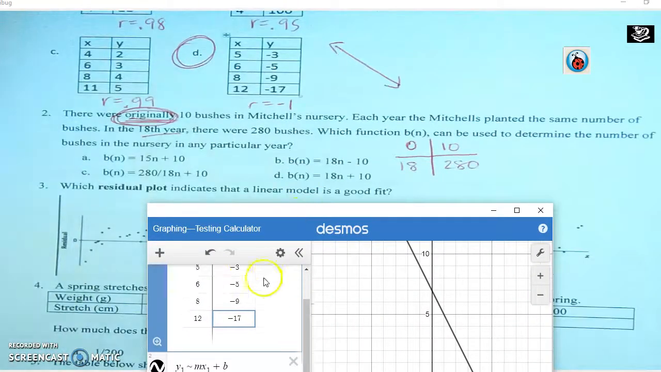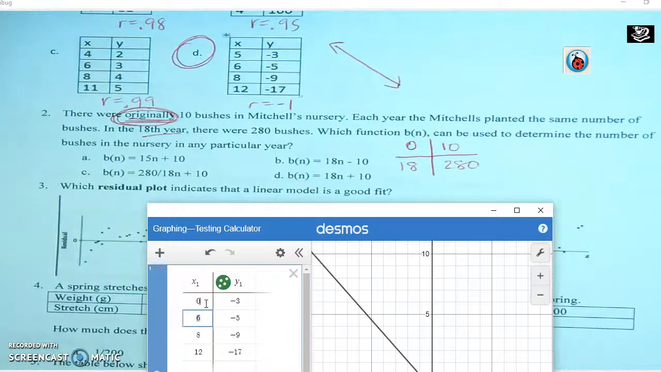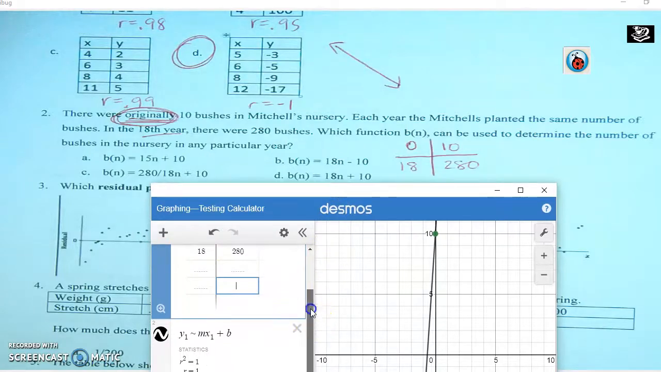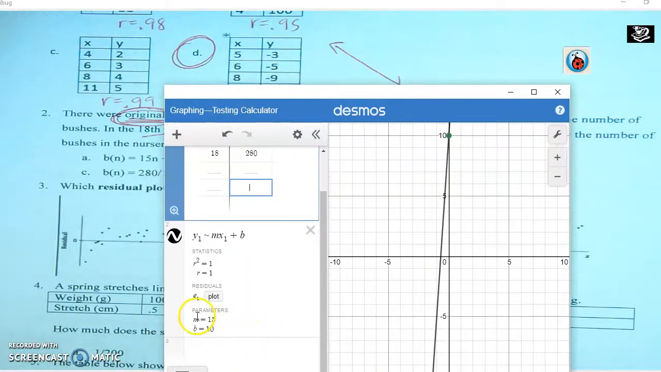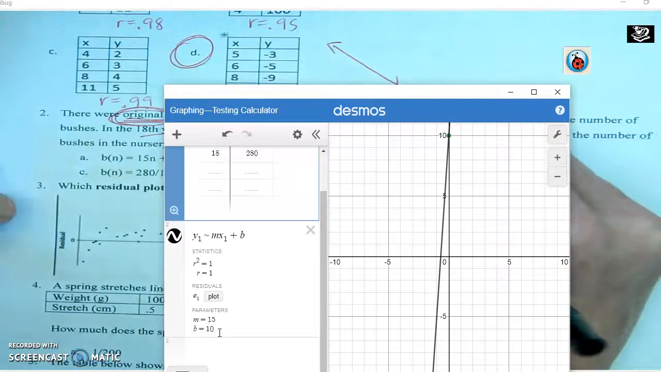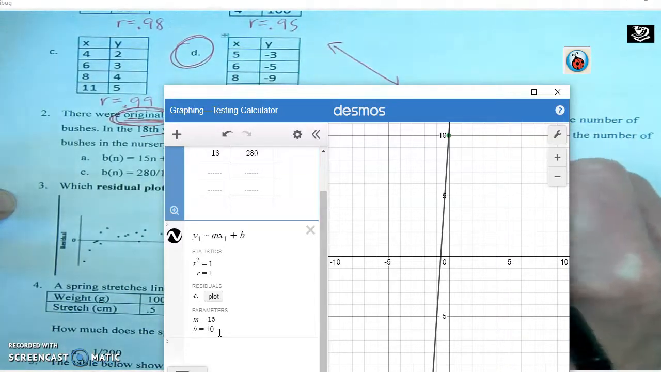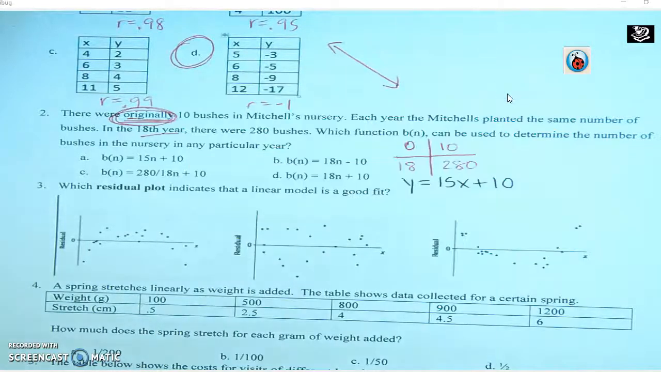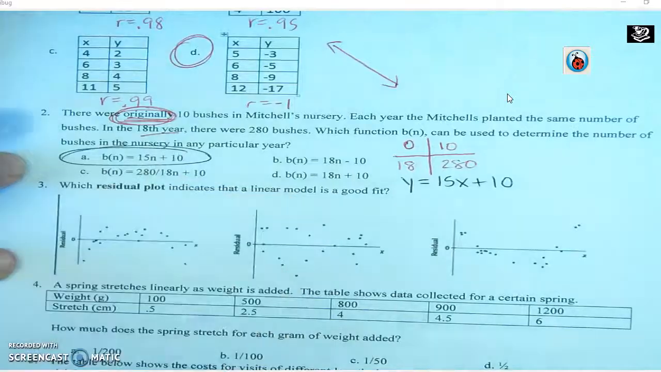So let's put those in Desmos. So 0 and 18 and 10 and 280. And I scroll down. And they tell me that M is 15 and B is 10. So the equation for that would be Y equals 15x plus 10. I'm sorry, M is 15, that's your slope. So your slope is 15 and your Y-intercept is 10.